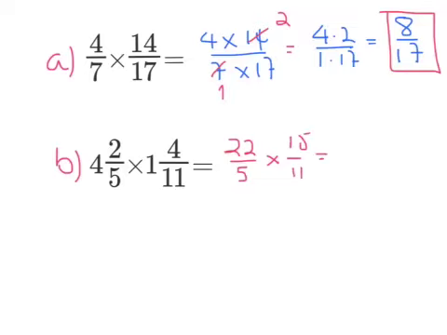Now we're ready to multiply just like we've been doing so far, right? 22 and 11 are both divisible by 11. So when you divide 22 by 11, it becomes 2, and 11 divided by 11 becomes 1. Additionally, 15 and 5 also share a common divisor, which is 5. So 5 divided by 5 becomes 1, and 15 divided by 5 becomes 3. So then we are almost done. This is going to be 2 times 3 divided by 1. So the final answer will simply be 6.